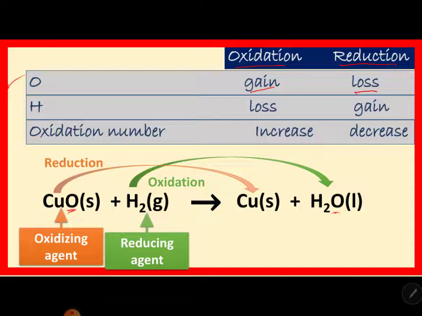Here I will give you an important tip. If you identify one reactant as an oxidizing agent, other reactant will definitely be a reducing agent and vice versa. You can label the other reactant without any thinking or working.